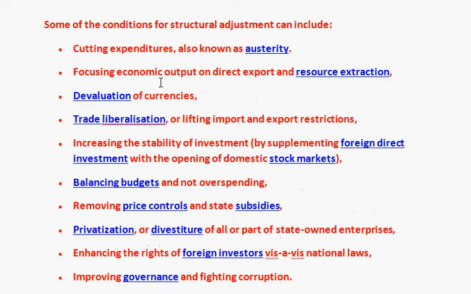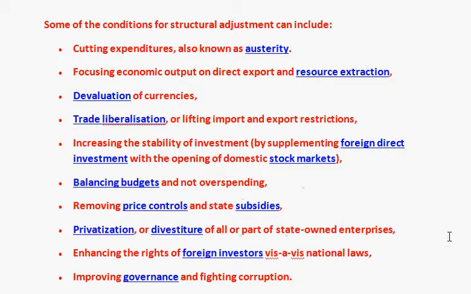Then focusing on economic output, and then devaluation of currencies, meaning decreasing the value of the currency so that exports can be increased. Then trade liberalization, as done by India in 1991, and increasing the stability of investment, mainly FDI, foreign direct investment. Then balancing the budgets, meaning there is not much fiscal deficit. Then removing price controls and state subsidies, to decrease the subsidies, and then privatization or disinvestment.